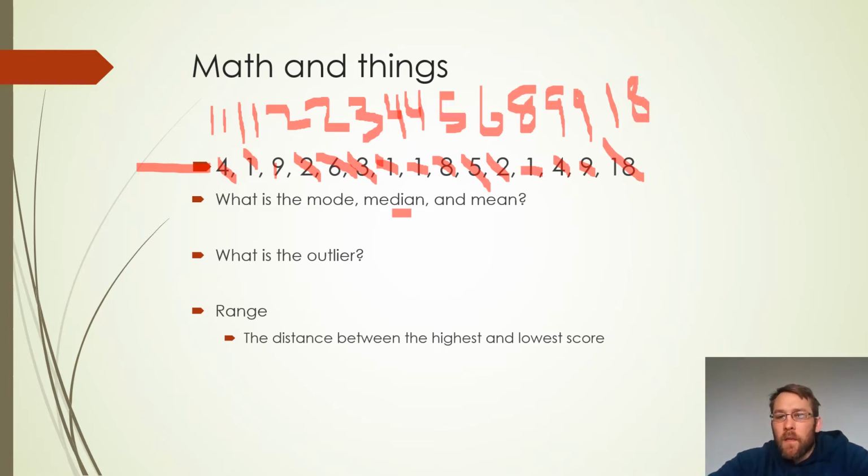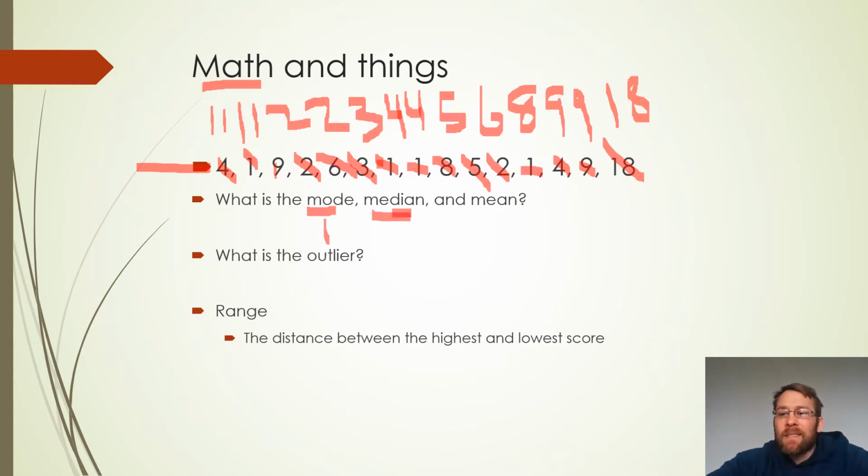So let's start off with what is the mode? What is the most frequent number that we see? We look at this set and we have 4 number ones. So the number 1 just appears the most often. So number 1 is our mode.